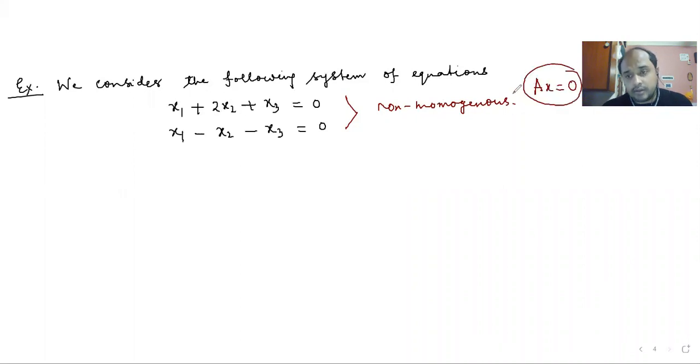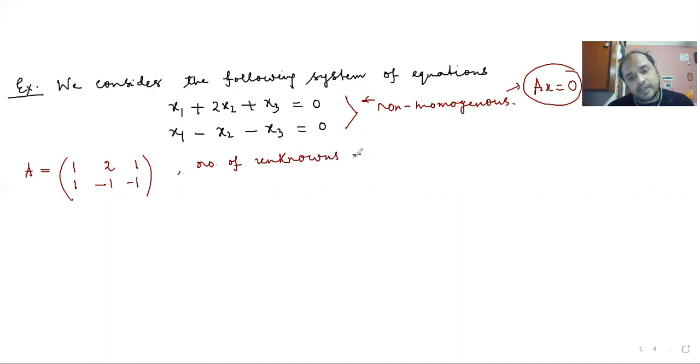If I compare this system with Ax equal to 0, we see that the coefficient matrix A here is 1, 2, 1; 1, minus 1, minus 1. And here the number of unknowns is equal to 3. So our job is to find the rank of A. Let's do it by our usual process.